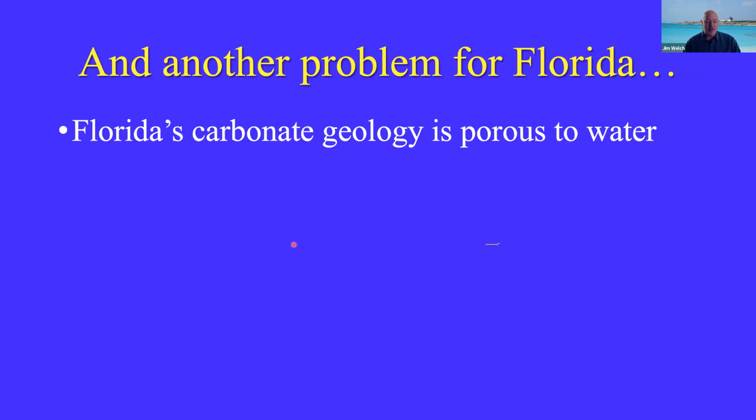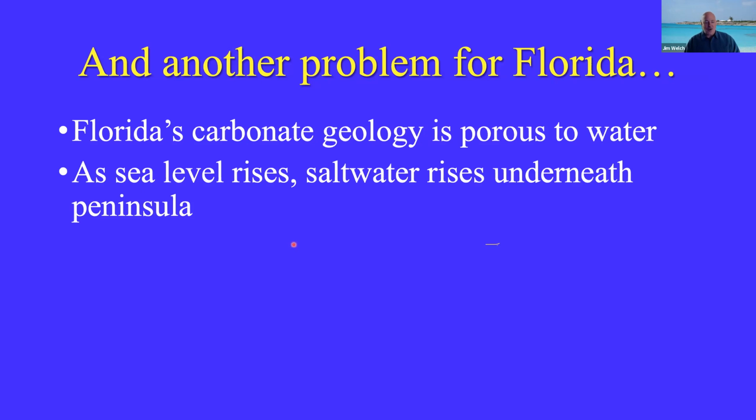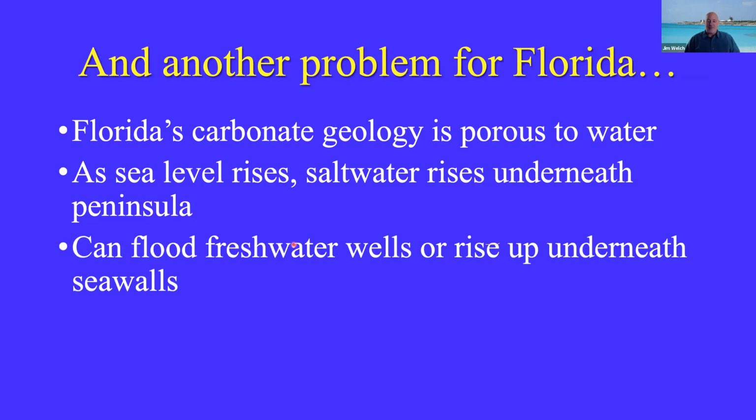So one other thing about Florida that makes it different from many other places and makes it especially vulnerable is that Florida, at least the southern part of the peninsula, is made primarily of carbonate bedrock, limestone. And limestone is very porous to water. As the sea level rises, the salt water comes in from the ocean and rises underneath the land. As that seawater comes in, it just percolates right into that rock, and it lifts up the freshwater, which floats above it.